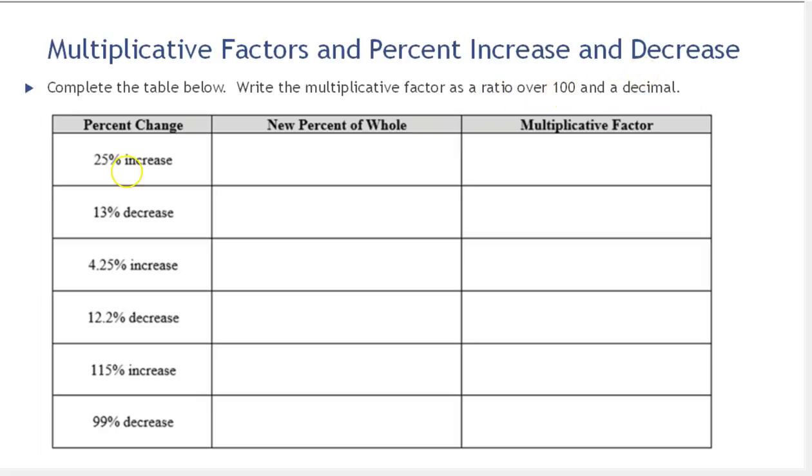So the idea here is if you receive a 25% increase, the new percent of the whole will be the previous amount, your whole, plus the increased amount. So the new percent of the whole is 125%.